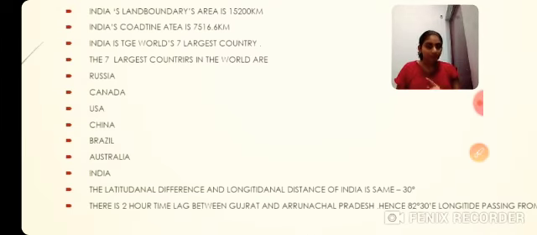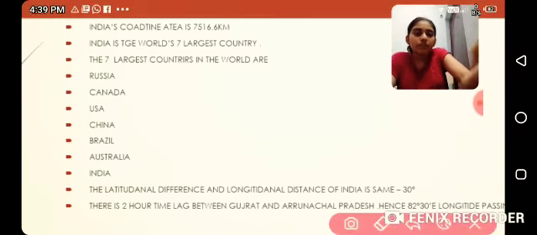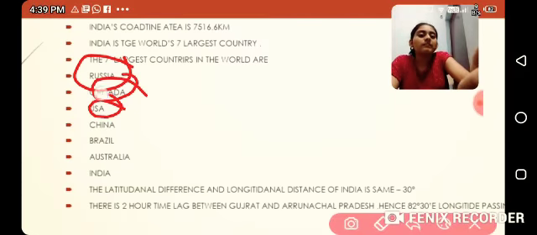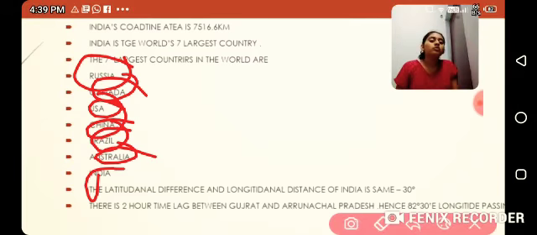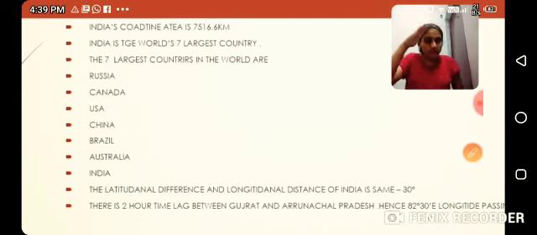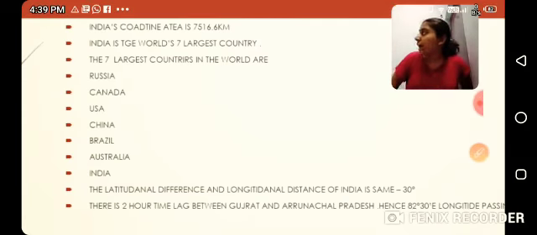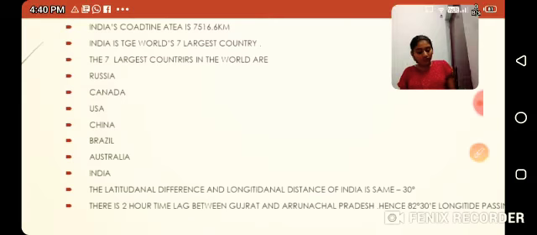Now I have one question for you, one homework for you. What you have to do in the comment box, that is already off, but just keep this in mind. Let it be a homework. You have to make your own trick or mnemonics to learn these seven countries. One is Russia, second is Canada, third is USA, fourth is China, Brazil, Australia, India. So I can speak them out very fluently, very quickly, because I have learned them with the help of mnemonics, and you have to do this only.